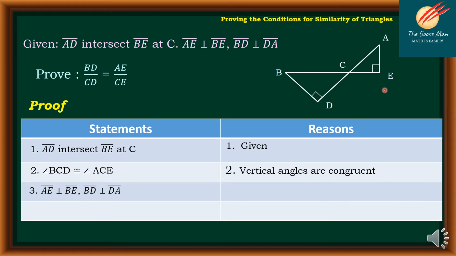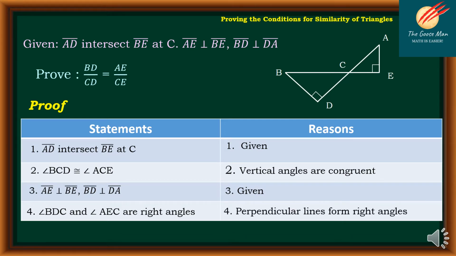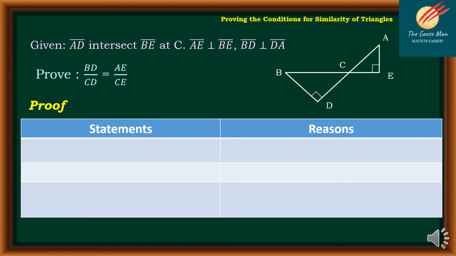For number 3, line segment AE is perpendicular to line segment BE, as well as line segment BD is perpendicular to line segment DE. The reason is given. For number 4, angle BDC and angle AEC are right angles because perpendicular lines form right angles. To continue, statement number 5: angle BDC is congruent to angle AEC because right angles are congruent.